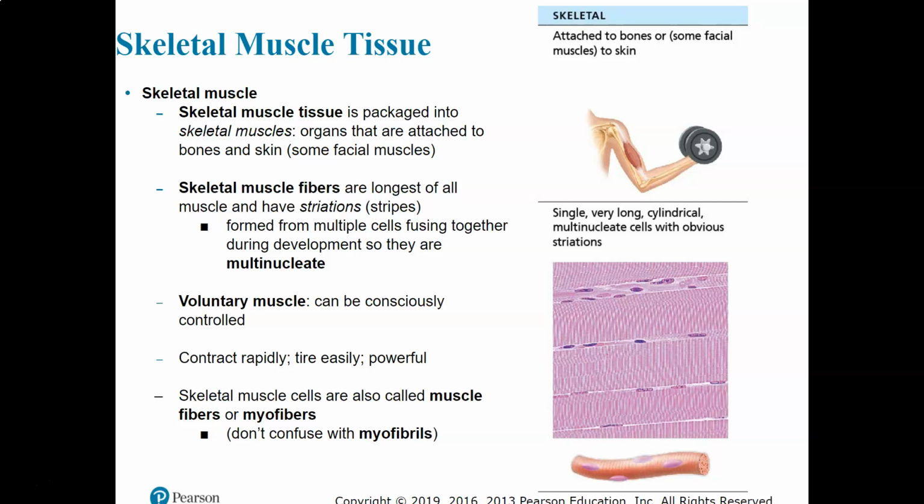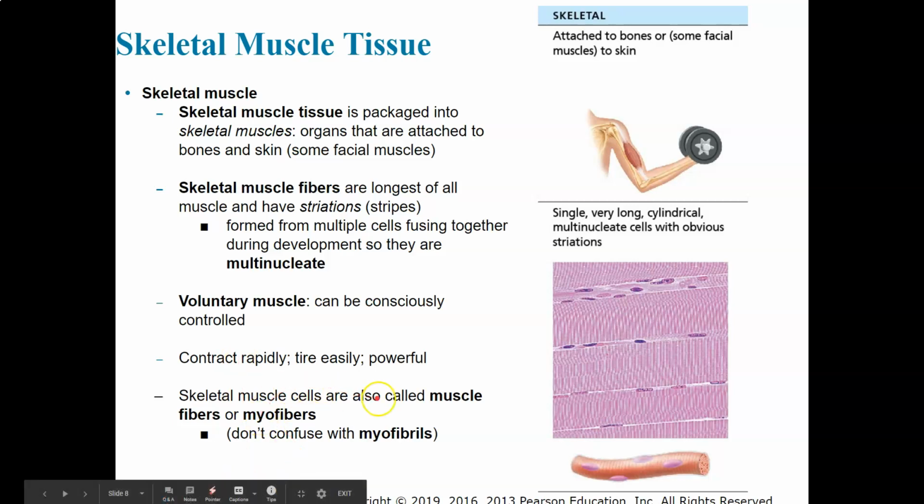Voluntary muscles means that they can be controlled consciously. You can actively move them around. You don't always actively think about how you're moving, but skeletal muscles are voluntary. You can control them. This is in contrast to cardiac muscles and smooth muscles that we don't have conscious control over. Skeletal muscles are very powerful and can contract rapidly, but they also tire relatively easily compared to cardiac muscles and smooth muscles that can essentially work all the time.